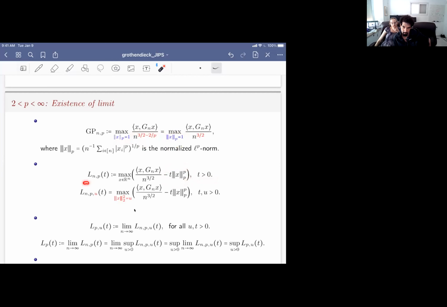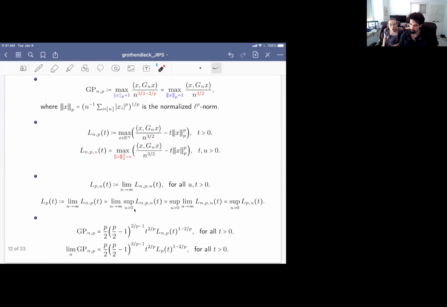So we define this Lagrange function where we have this unrestricted maximum over R^n. This unrestricted maximum makes sense because in the external field, it goes like power p, which is bigger than 2, which dominates the interaction term, which is only quadratic.